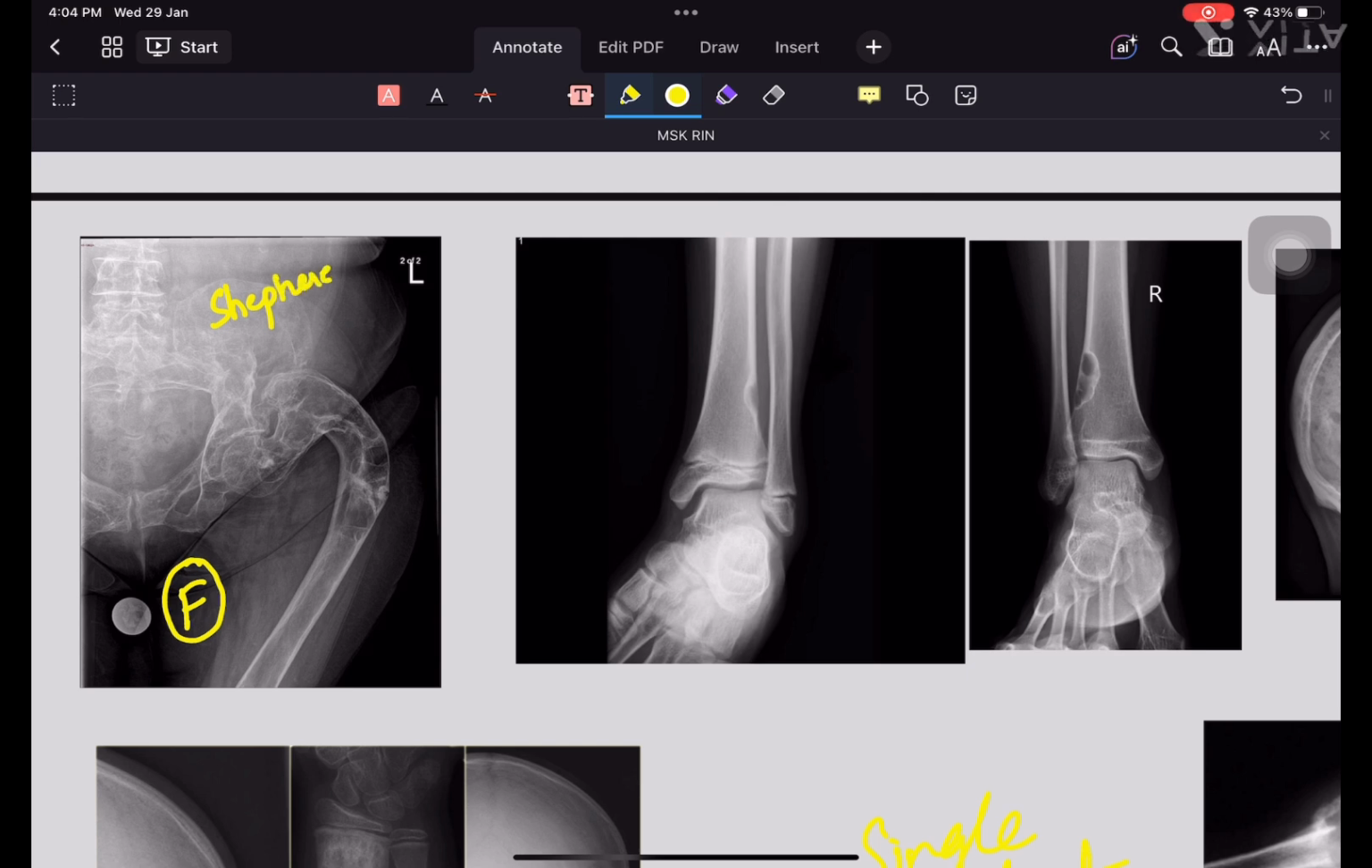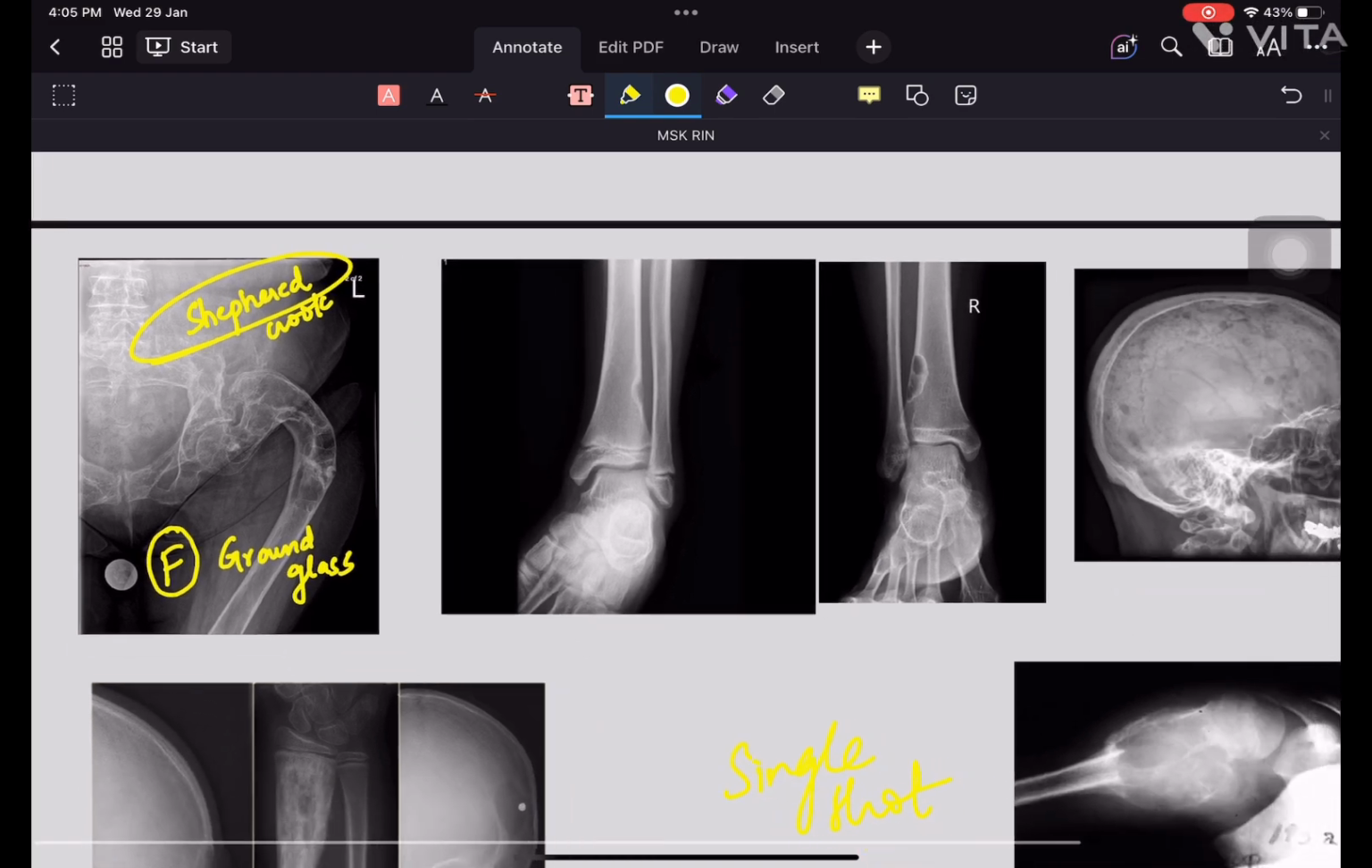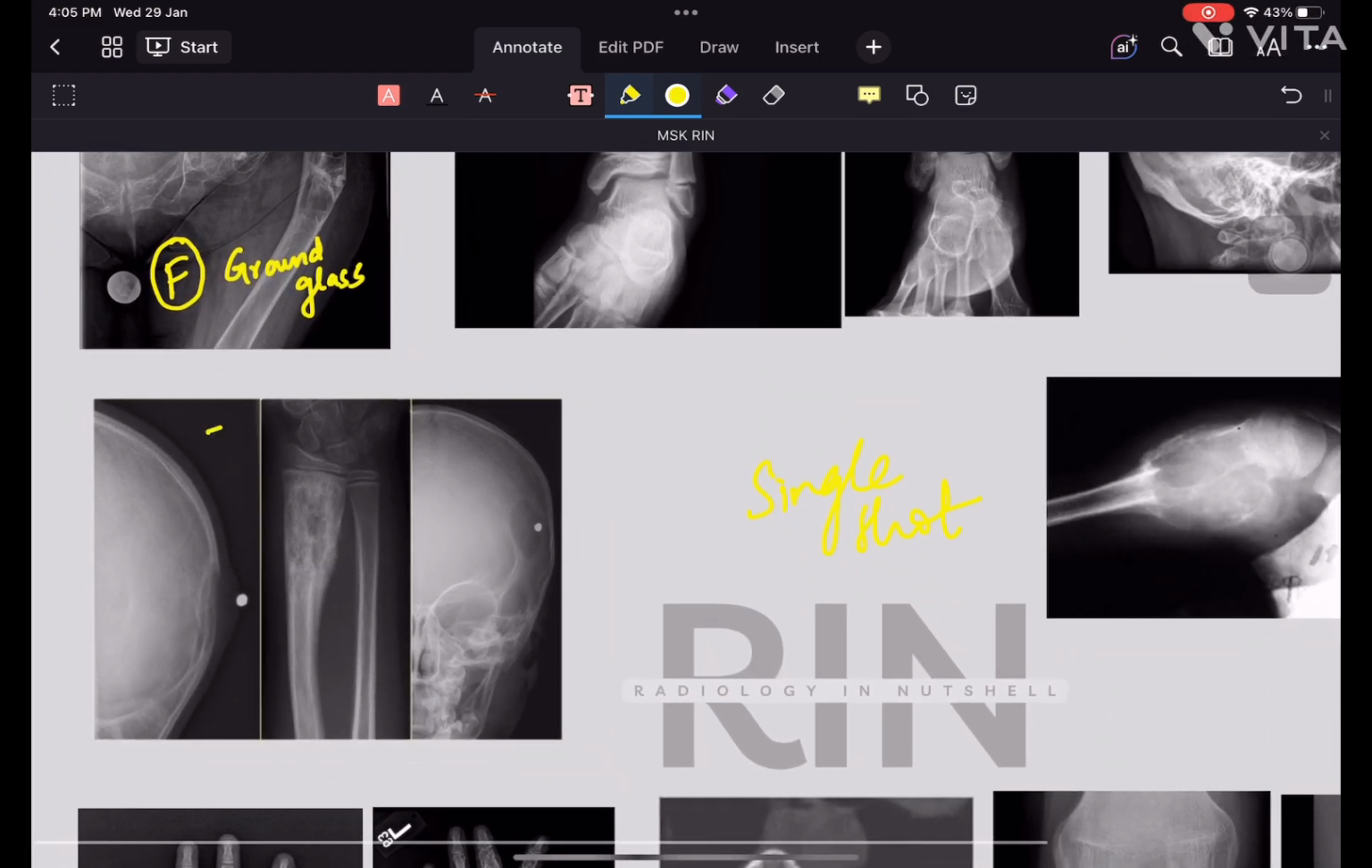In fibrous dysplasia of the femur, we have a famous sign called the Shepherd's crook sign, right? Shepherd's crook deformity. So that bent appearance of the femur is called Shepherd's crook deformity, and the ground glass appearance of the bone is a classic hallmark for fibrous dysplasia. A ground glass lytic lesion in the proximal end of the femur giving a Shepherd's crook appearance is fibrous dysplasia.